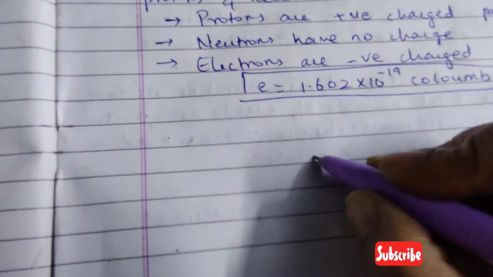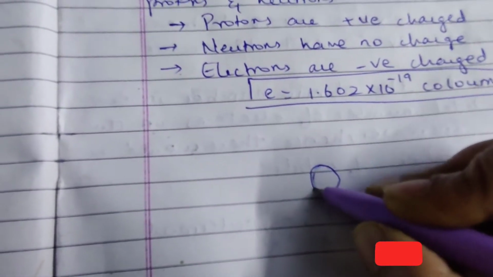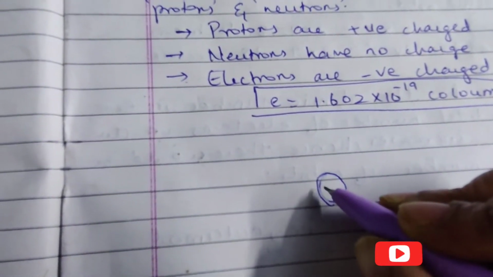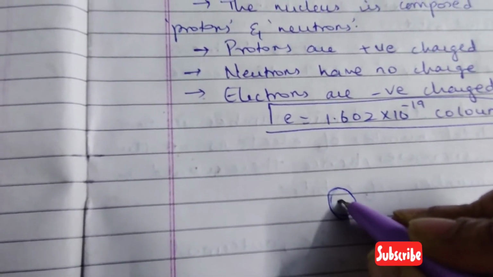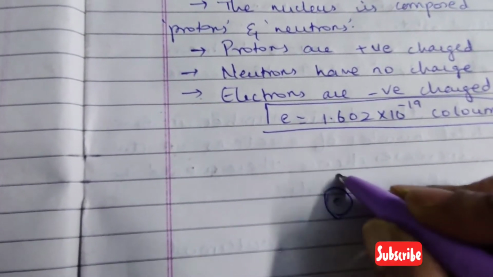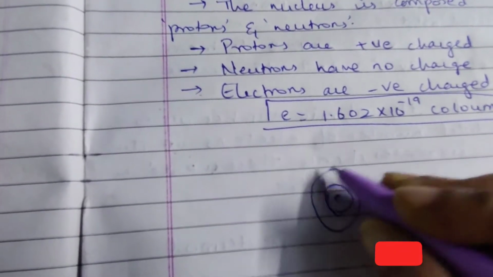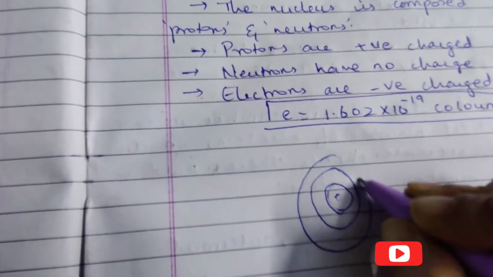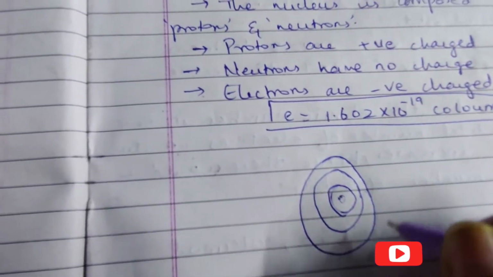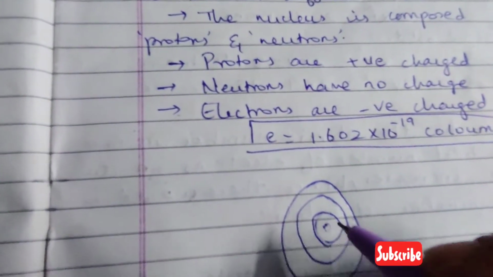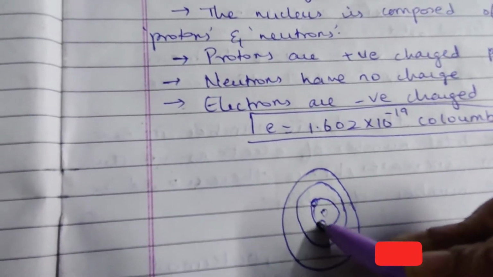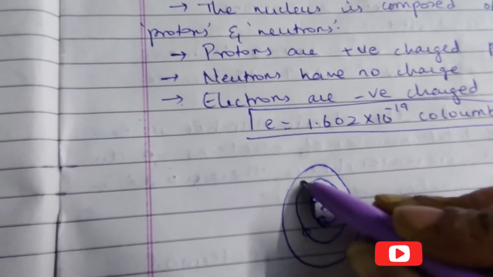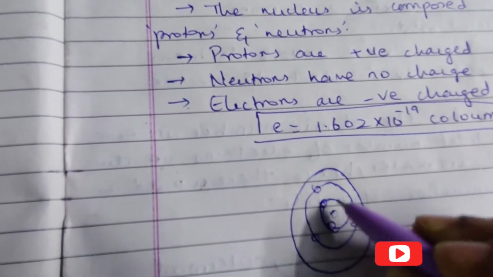So suppose this is an atom. This will be the nucleus of the atom. The nucleus is the center part, and around it there will be some orbits. Based upon the atomic numbers, these orbits will be designed. For example, in the first orbit there will be 2 electrons, and again here there will be 4 somewhere.